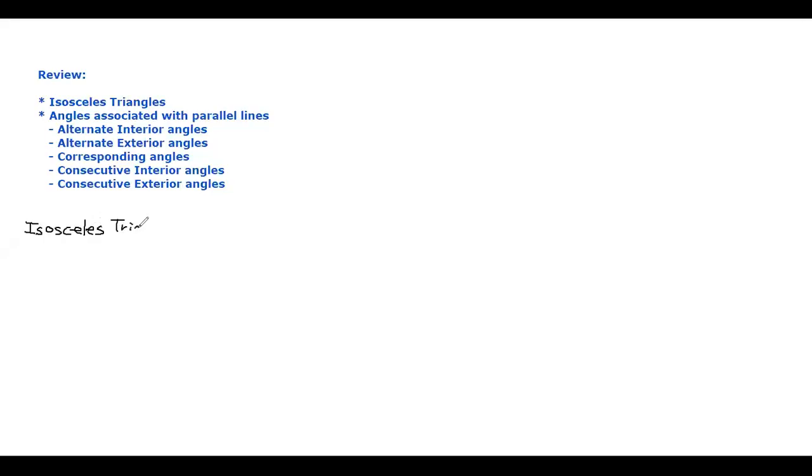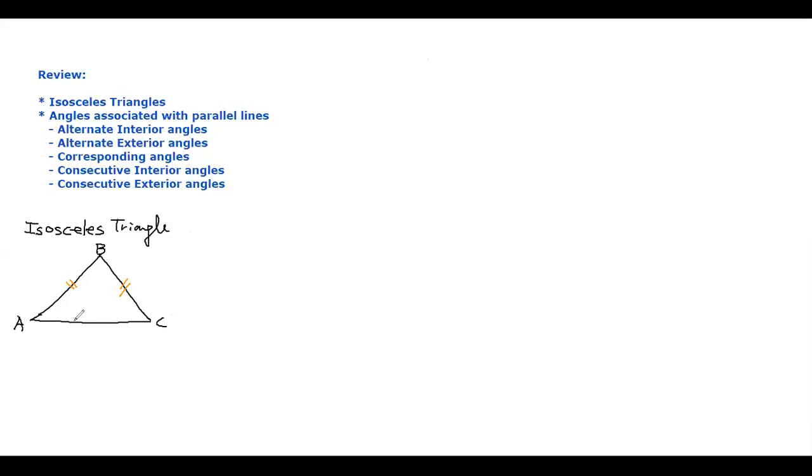An isosceles triangle means you have a triangle where two of the side lengths are equal. For example, this one and this one. If this is triangle ABC, two sides of the triangle are equal, that's why I use the notation I put here. That means side AB is equal to BC. This is what we call the isosceles triangle.